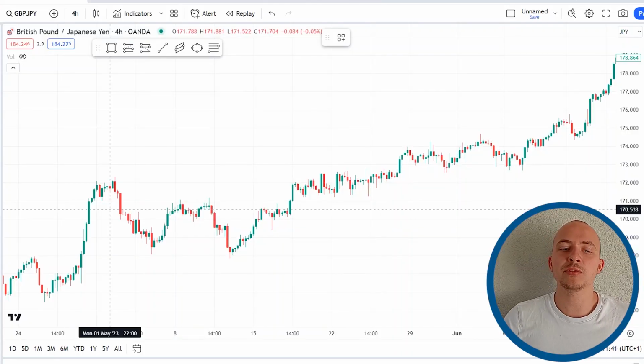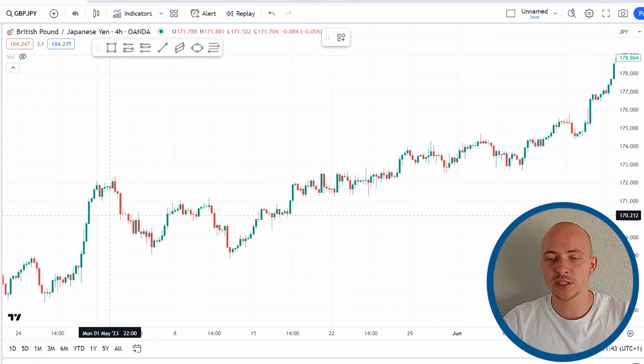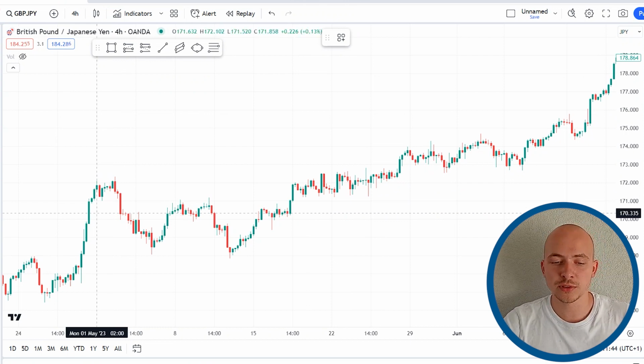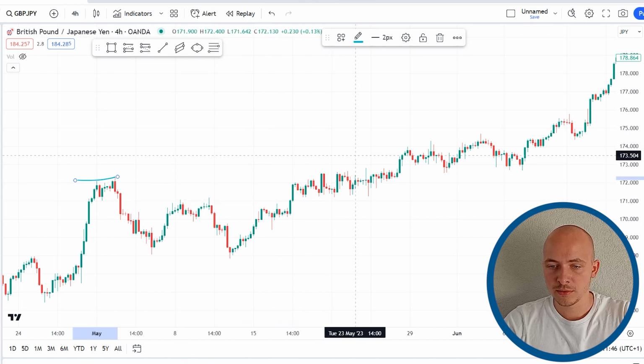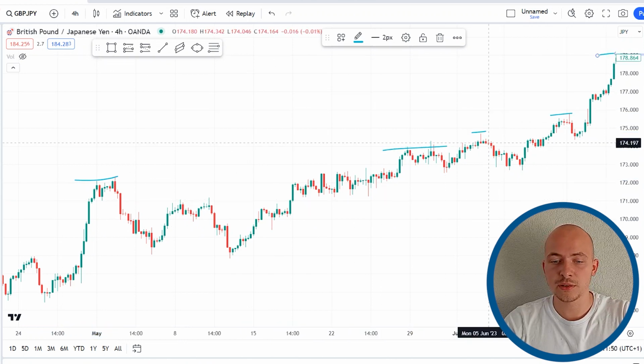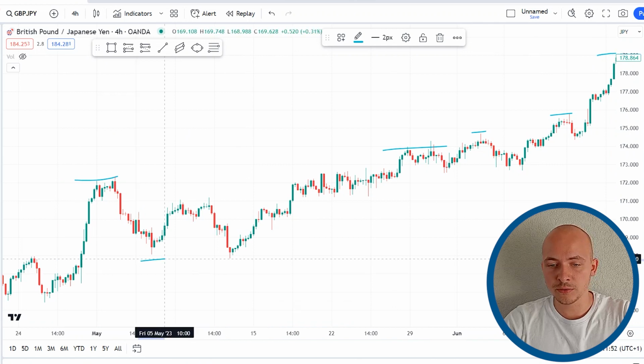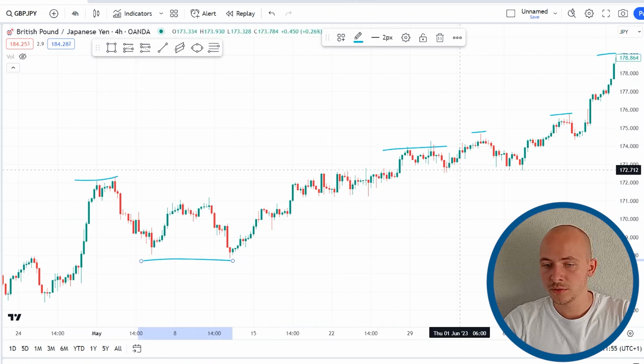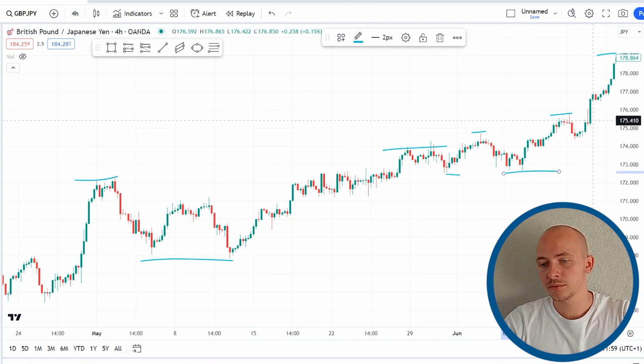The second example is gonna be British pound against Japanese yen. So once again, we are looking for higher highs and higher lows. Higher high, higher high, higher high, and perhaps another higher high. And now higher lows, higher lows. As you can see here too, it's really easy to understand and really easy to find the trend.